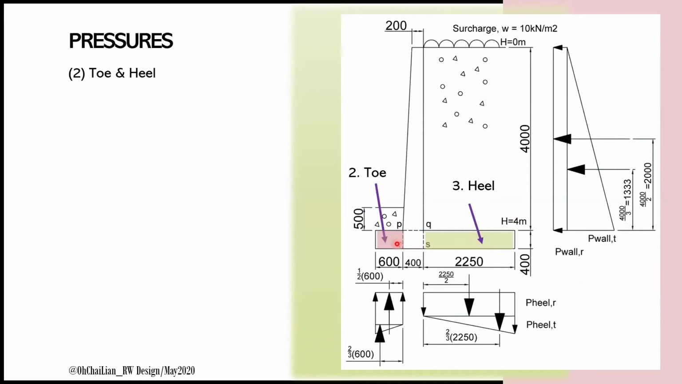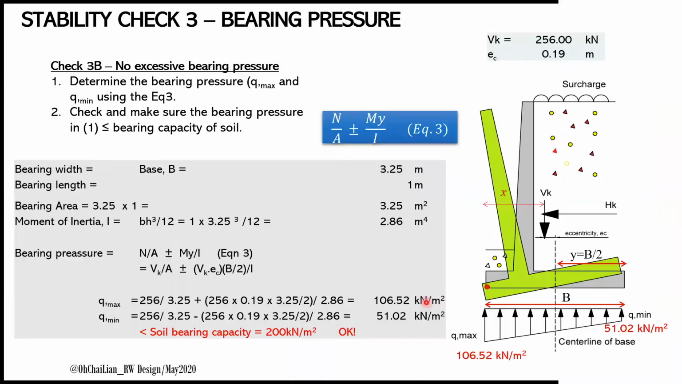For toe and heel, the pressure was based on bearing pressure calculation. The bearing pressure can be determined using equation 3, where N is the vertical force Vk and moment M is Vk multiplied with the eccentricity Ec, and Y is half of the base width, B divided by 2. Bearing area and the moment of inertia can be determined based on the bearing width, which is also B, and the length is 1 meter. Detailed calculations of Vk and Ec have been explained in part 1 of this video.